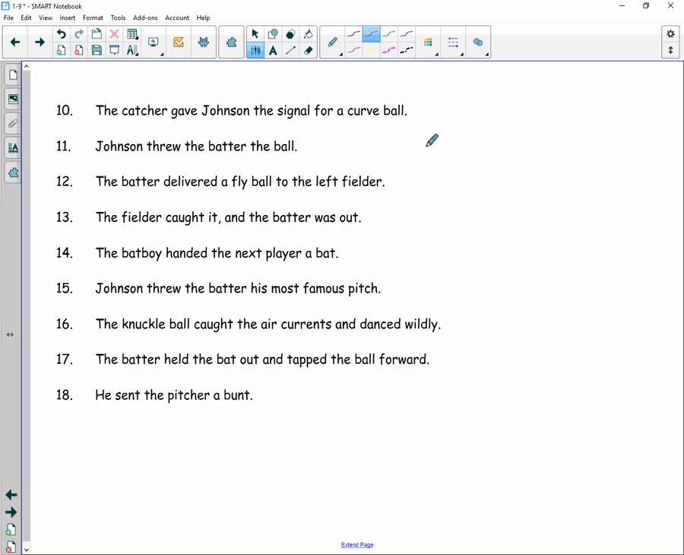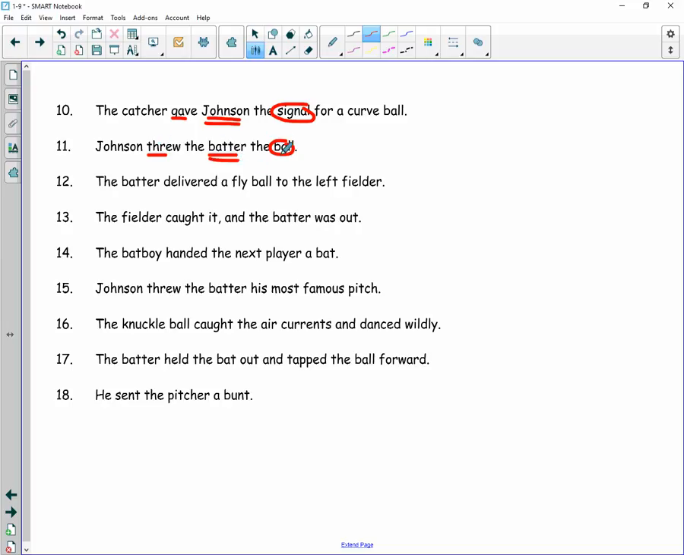Now let's add in the indirect object. The catcher gave Johnson the signal for the curveball. Gave what? Signal. Who did he give it to? Johnson. Johnson is the indirect object. Verb, indirect, direct. Johnson threw the batter the ball. Threw what? The ball. Who did he throw it to? The batter. Again, verb, indirect, direct.